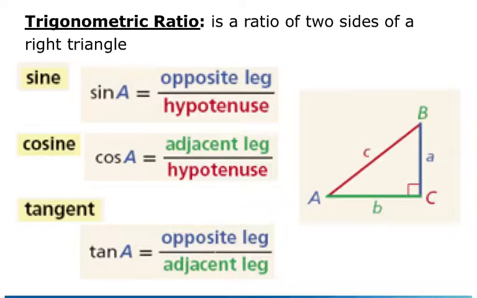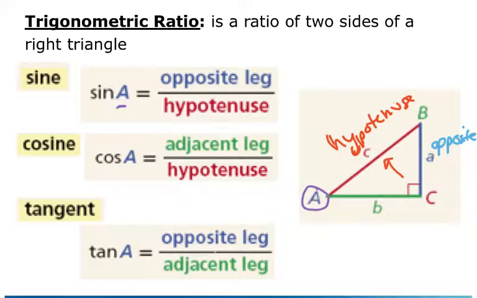So when we talk about sine, for instance, sine is like an operation. If I take the sine of this angle, standing right here, it's going to be of the opposite leg, across from the angle that I'm talking about, in a fraction with the hypotenuse, which is always going to be across from the right angle.